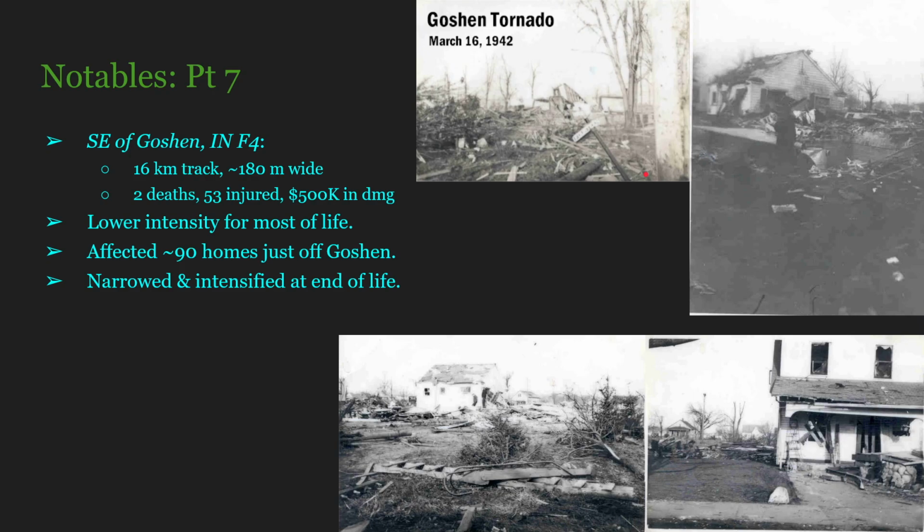Again, this tornado narrowed and intensified just on the outskirts of Goshen, although not directly impacting Goshen. It almost seems like it went around Goshen, but it really didn't. There's just outskirts to the north, or sorry, to the southeast. So that is just what happened there.